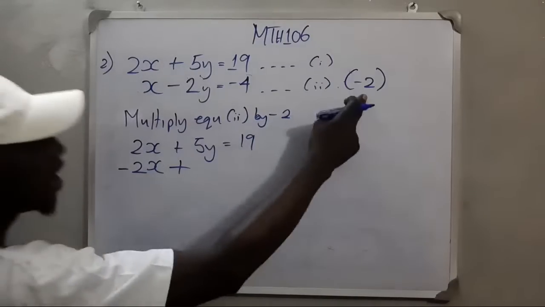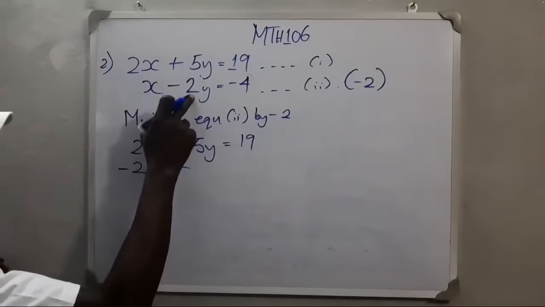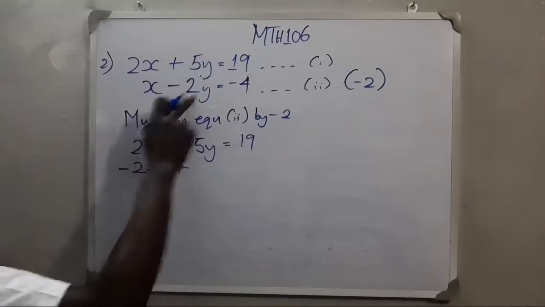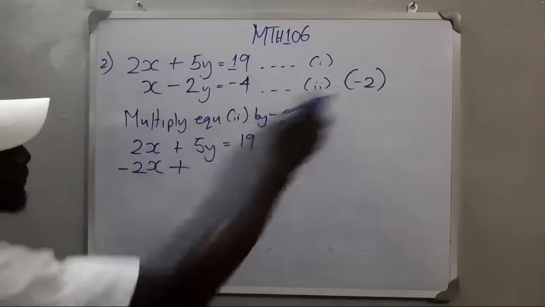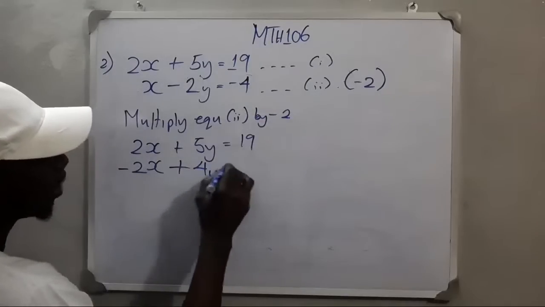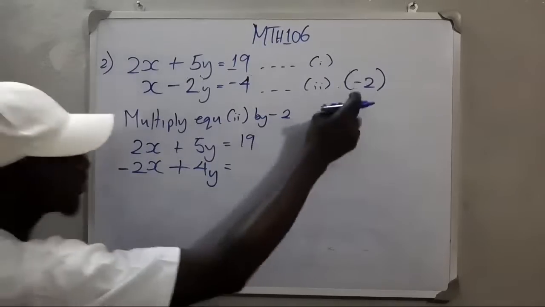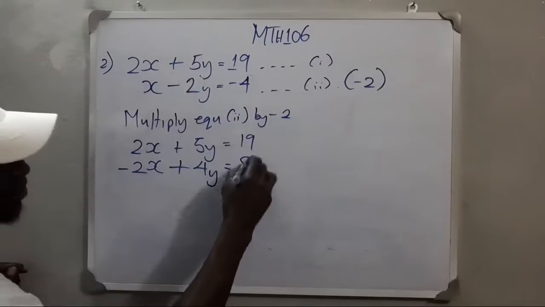Then we have negative. Let's not forget this sign is with this 2y. So we are multiplying minus 2 by 2y, minus 2y. Then we have minus times minus gives us positive, then we have 4y. Equals minus times minus, minus 4, minus 2. We are getting positive 8.